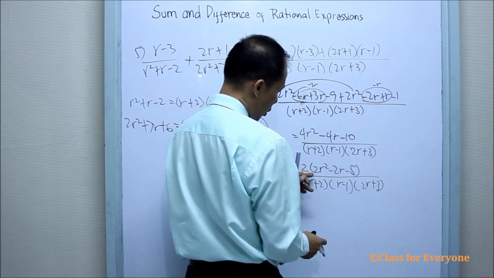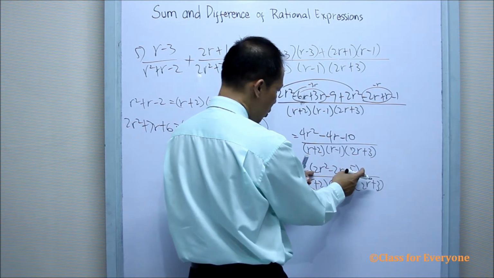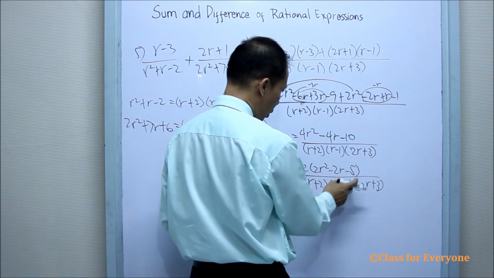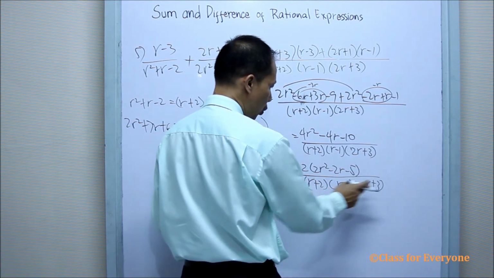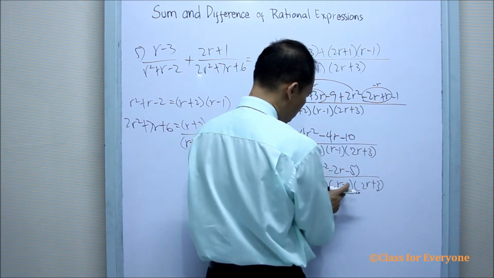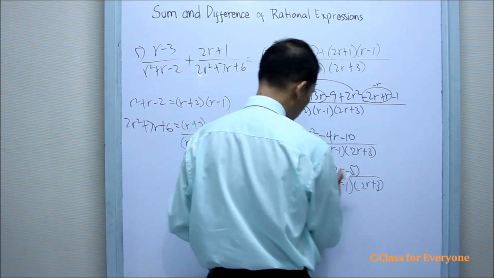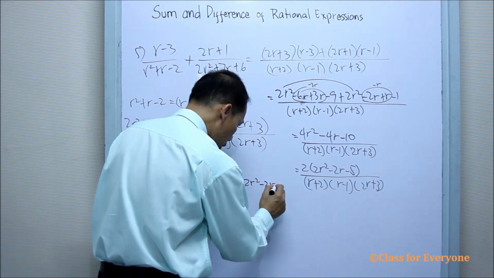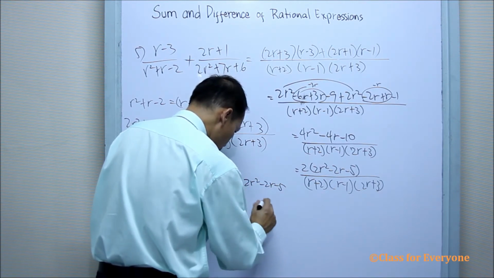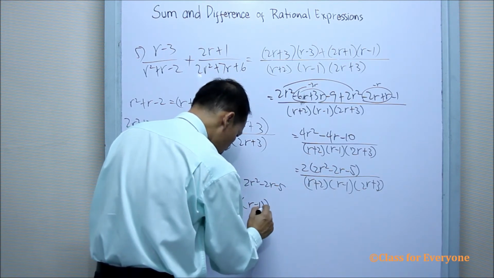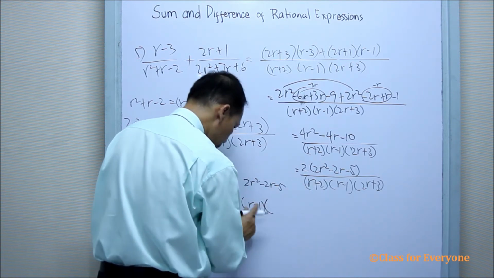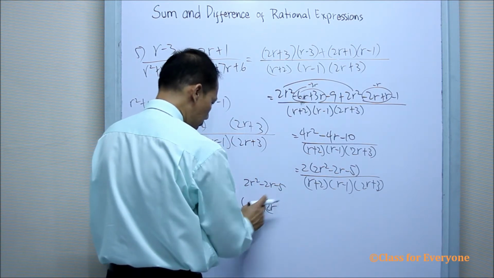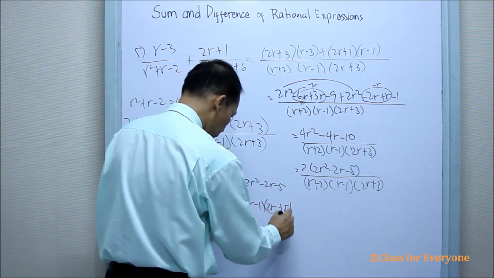Now, can we factor this? Negative 5 is divisible by negative 1. Negative 5 cannot be divided by 2, nor 3. So let us check if r − 1 is a factor of 2r² − 2r − 5. So, suppose we have a factor of r − 1. So we have 2r squared divided by r is 2r. Negative 5 divided by negative 1 is positive 5.